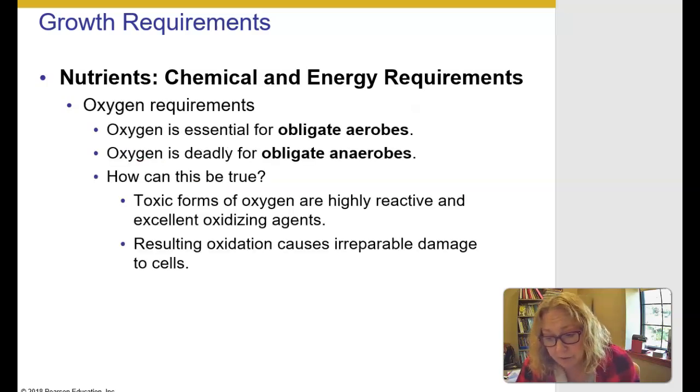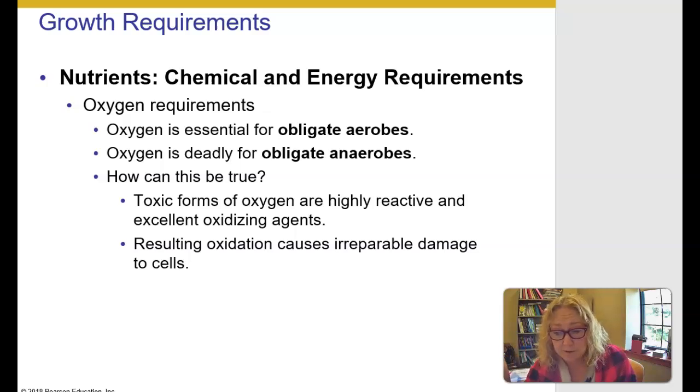Okay, now this one's going to be really important. So pay attention if you weren't paying attention before. Obligate aerobes and obligate anaerobes. So let's break that down for a minute. Obligate means you have to have it. So obligate aerobes mean you have to have air. You, as a human, are obligated to have air.